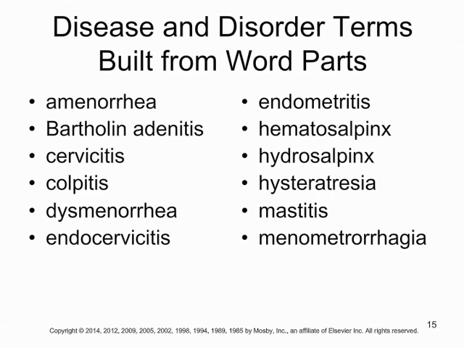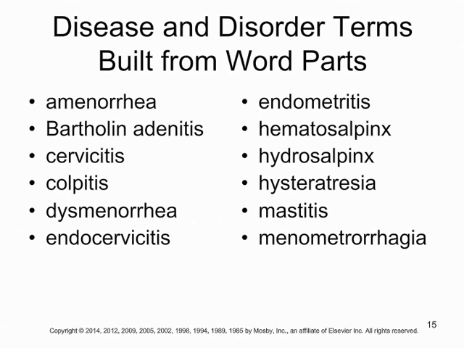Here's the first part of the list for diseases and disorders built from word parts. First, we have amenorrhea, and we'll see menorrhea a few times. Meno meaning menstruation, and rhea, if we remember, means discharge or flow. So amenorrhea would be the absence of menstrual flow. Guys who don't know, girls get their period every month or so once puberty begins, and there is a monthly menstrual flow associated with that, so this would be the absence of that flow.